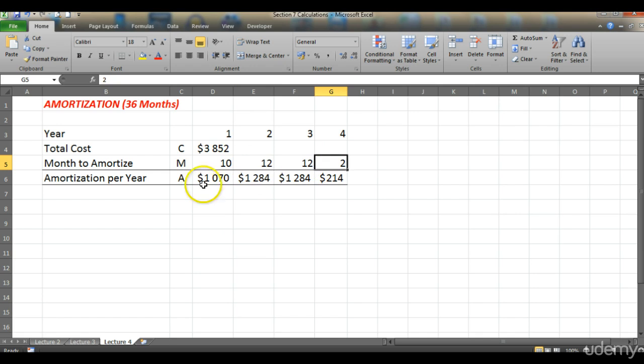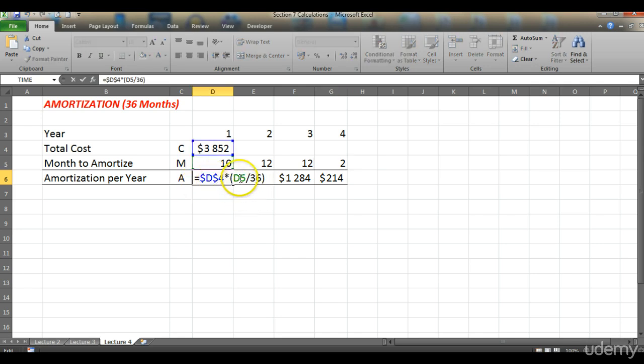Because in the first year the period covers March through December, or 10 months, the current year's expense is 10/36 of the total, or here we have the total cost multiplied by the months to amortize divided by 36, and we will receive 1070.